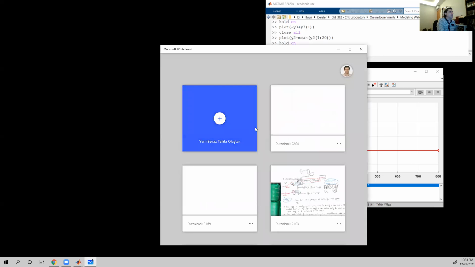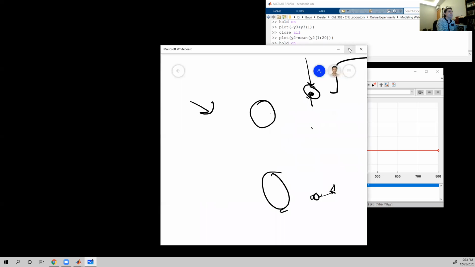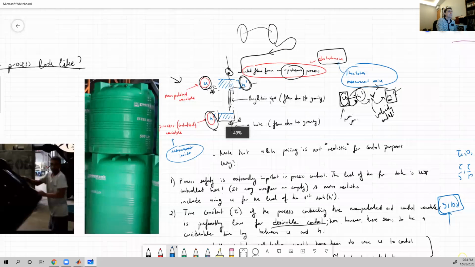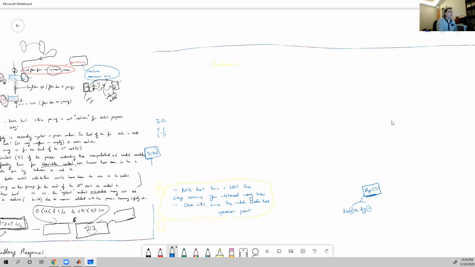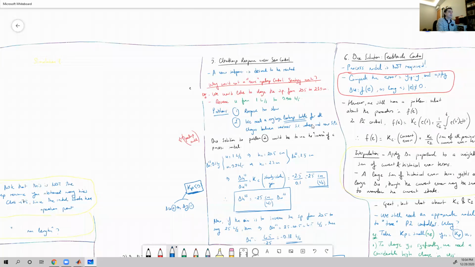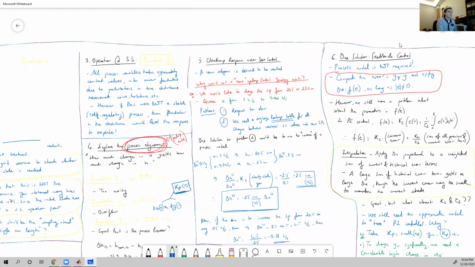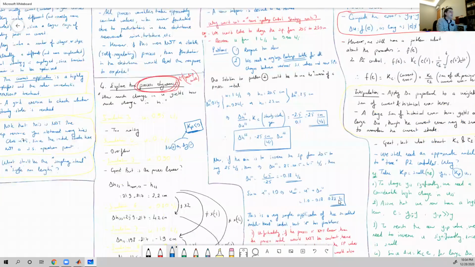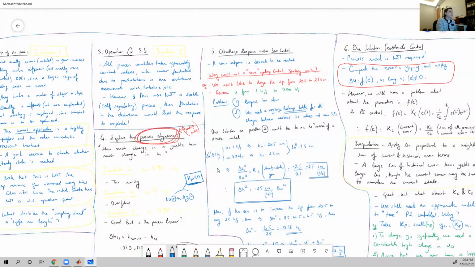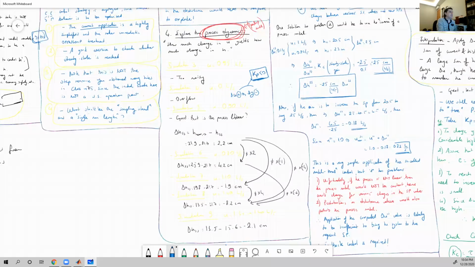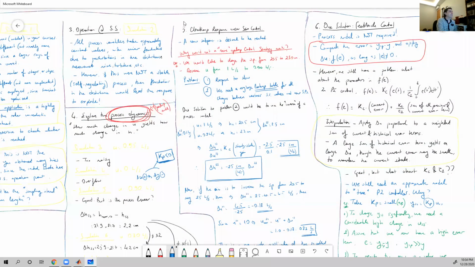So let me go back here again and see whether I have missed anything related to this part. Let me see. All right, I kind of talked about these. I think, yes, closed loop under servo control. I think I pretty much talked up to the fifth part.